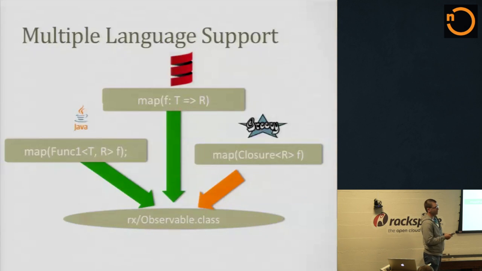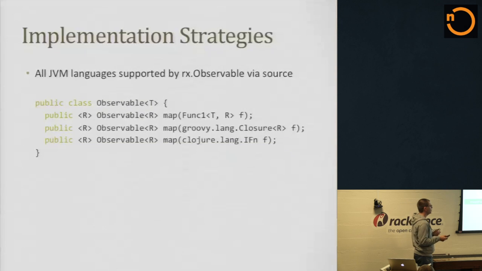How do we support dynamic languages? The example that I'm going to be threading through here is Groovy. In Groovy, a function type is a closure of one argument. If you call map with a closure of R, you will invoke that and you will get an R back. So I'm going to walk through all of the different strategies we evaluated and talk about why we ended up where we did.